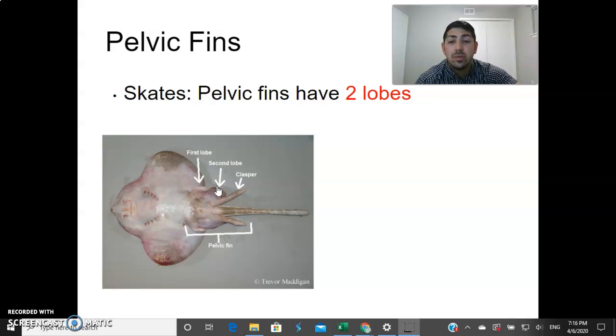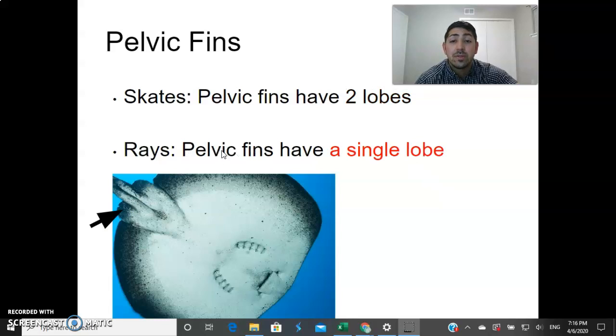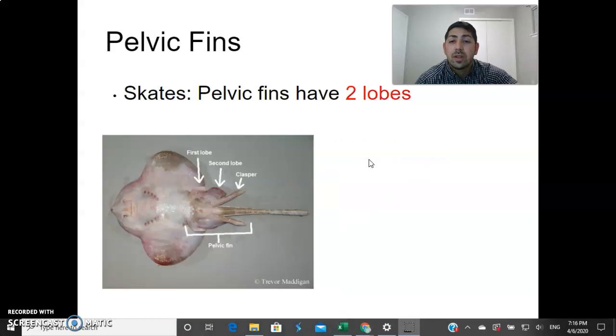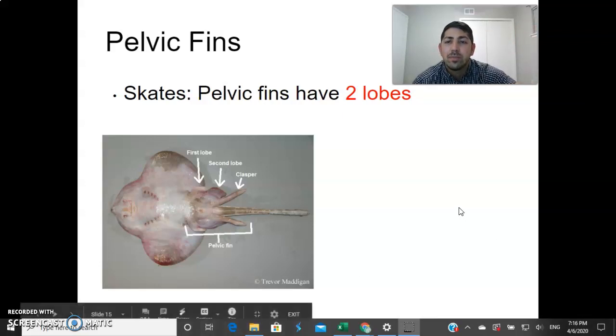Pelvic fins have two lobes, so this is one set of pelvic fins, and this is a second set. Here you have the claspers, which are the reproductive organs for the males, and so all of this will constitute the pelvic fin. Rays are going to only have a single lobe, as shown on this picture right here. And one thing that's unique about these pelvic fins for skates is that they use them kind of as little paddles to skate on the floor of the ocean. So they use the back ones as elevation, and the wings will just move over the sand as they're making their way.